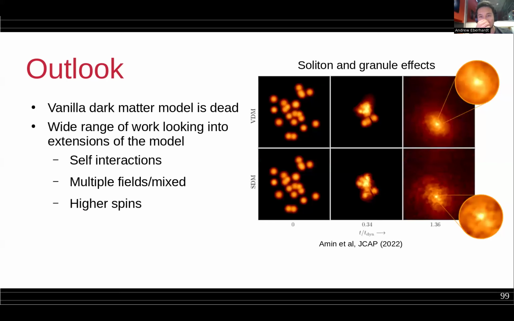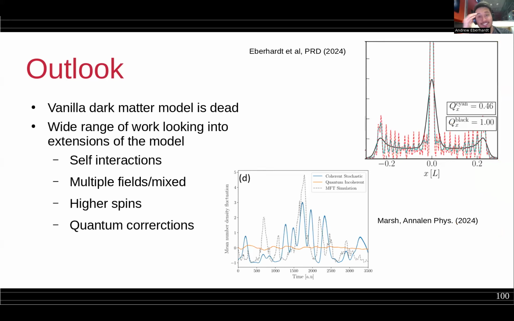So in addition to those two things, we looked at higher spin fields. This paper on vector dark matter, for instance, has found that both the solitons and the granules, interesting things could happen as we increase the spin. And then there's also been some work recently looking at quantum corrections. It's actually the majority of what I did for my PhD thesis, for instance, showing that if the quantum state is not what we usually assume it is, which is a coherent state, then you can get different predictions for things like granules, or this paper by David Marsh showing how the different quantum states might couple to halo states, for instance.